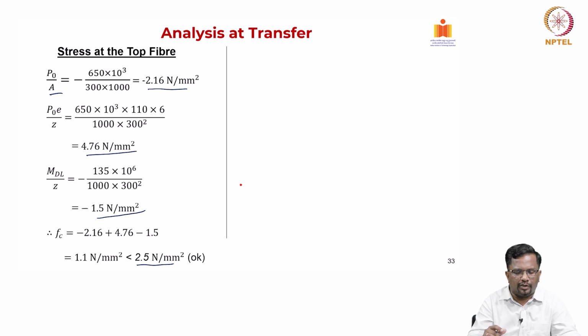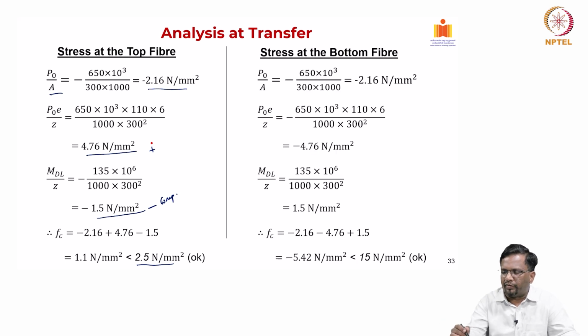Sorry, this is at the top fiber. At the top fiber, it is going to produce compression. This is going to be tension. The pre-stressing moment is going to produce tension at the top. So, if you add all of them, you get basically 1.1 megapascal. At transfer, you know that it is going to have a tension condition here. Now, for the stress at the bottom fiber, we do the same, only the signs will change.